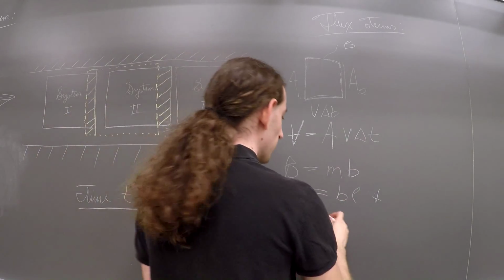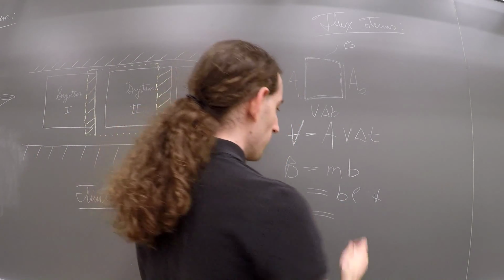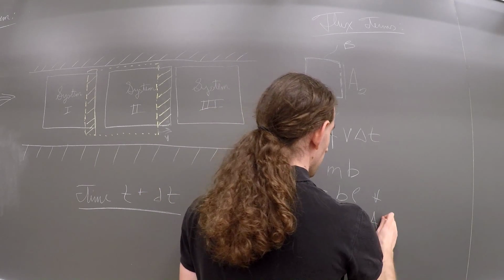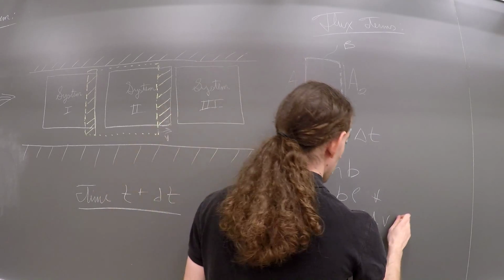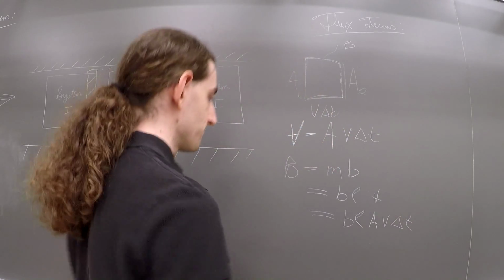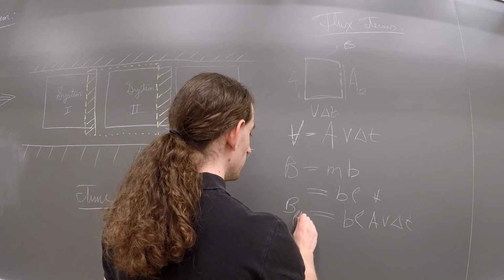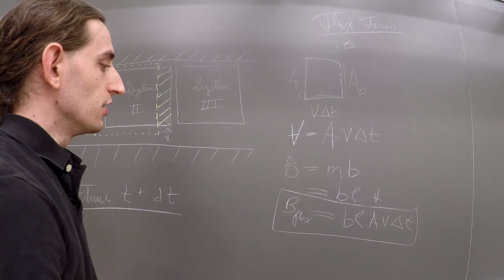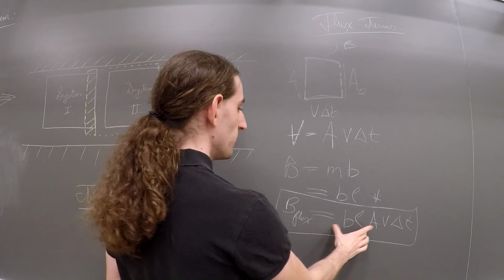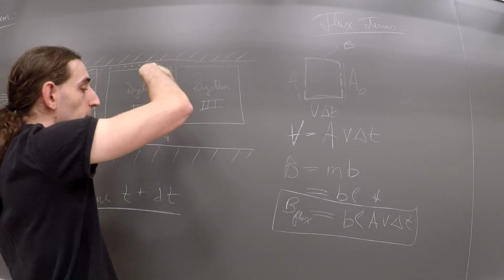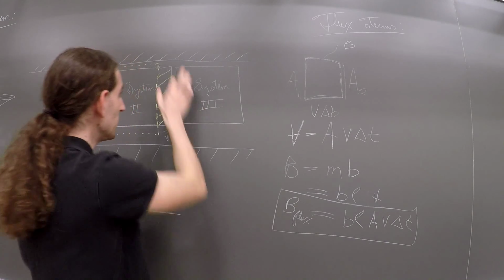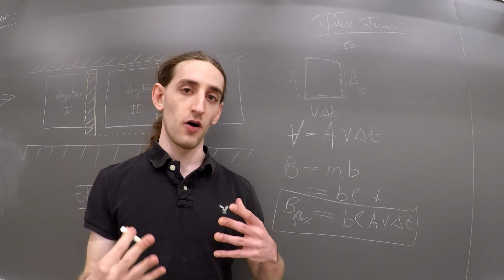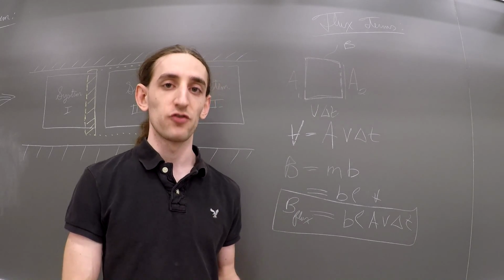So we could take this, plug it in, and we basically get b rho times our area times our velocity times delta t. I'm going to denote this as B flux, and you can see if we take this term here, we will be able to figure out the total amount of this extensive property B in this region, and that will help us when performing the conservation laws that are needed to derive the Reynolds Transport Theorem.